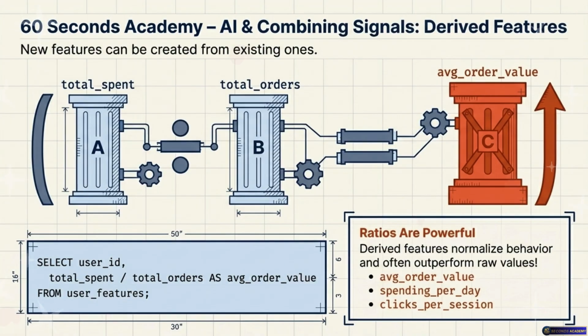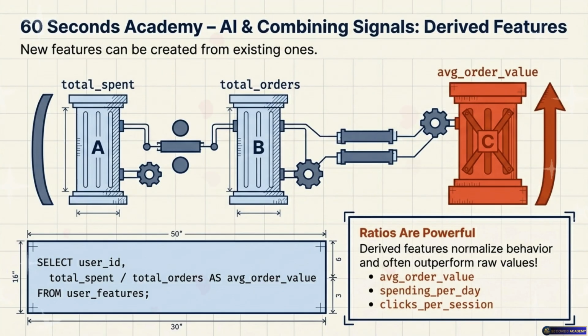Ah, derived features. Yes, derived features. Feature engineering becomes a really creative process here, right? It does. A derived feature basically takes two separate raw pieces of information and mathematically combines them. And it does this to reveal a deeper truth about user behavior that, frankly, neither raw number could show on its own. The classic example, I think, is dividing total spent by total orders. In SQL, that is as simple as total_spent divided by total_orders, as average_order_value. But why is that division so crucial?